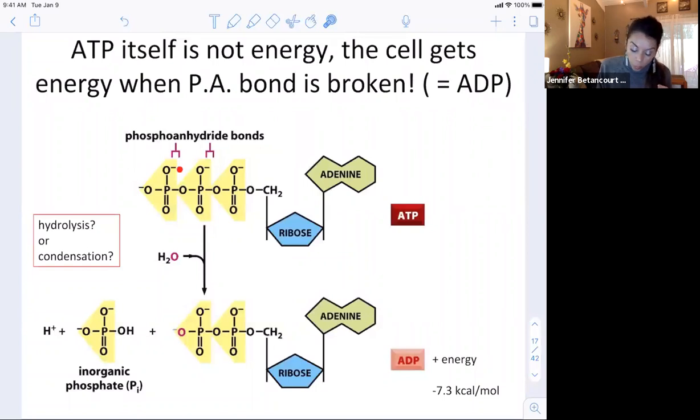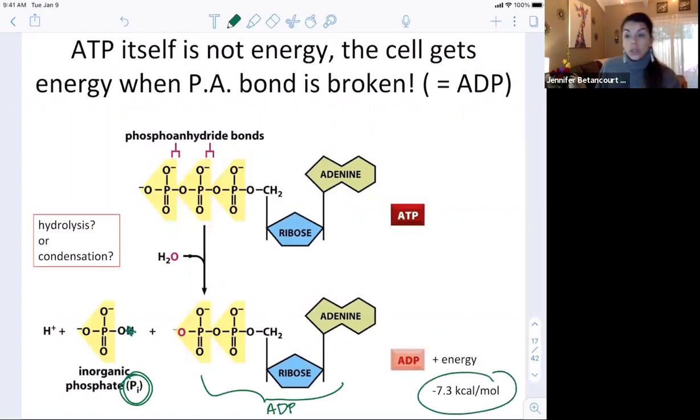So when you break one phosphoanhydride bond, what you actually did was cut off one of the phosphate groups. This is what we call inorganic phosphate. And you have your ADP, and you have a bunch of energy released, more energy than was needed to break this bond. You still needed some energy to break it, but you released much more.